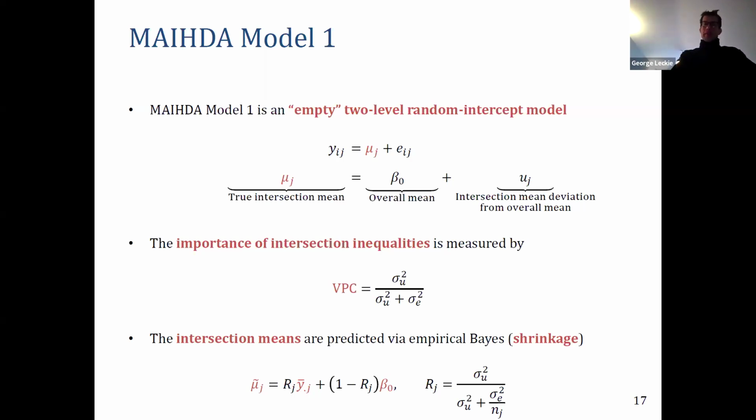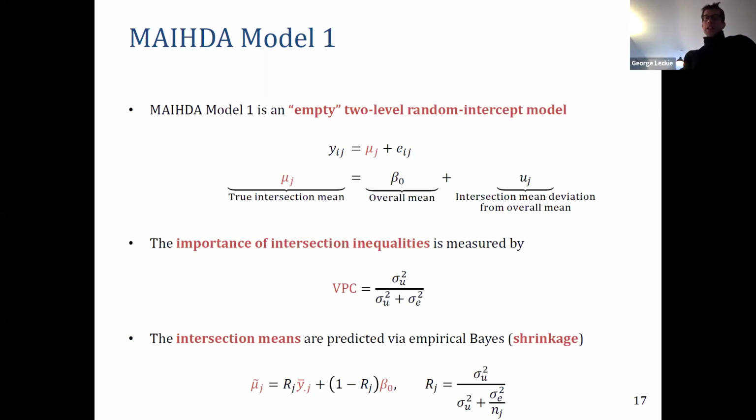Now, what's important is how we specify a submodel for these population means, because we're going to have two MAIHDA models. This first one is very simple. We just say the mean outcome at intersection j is simply equal to the overall mean, which you can think of as the German national average, plus a deviation of that intersection mean, that mu j, from the German average. Later on, we're going to build a more complex regression model in there. But this first model is going to give you the first two aims of MAIHDA.